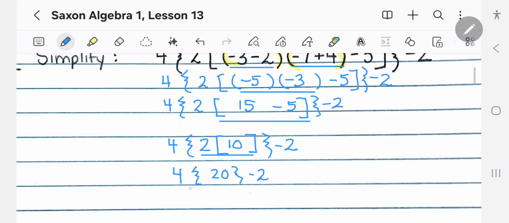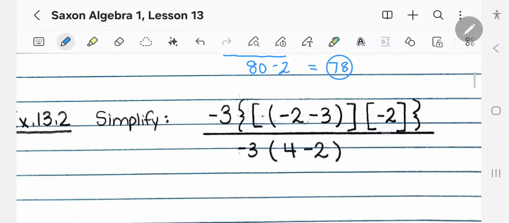Now I have an indicated multiplication here. So I'm going to multiply before I add this negative 2. And now I can do 80 minus 2, or adding a negative 2, and that's going to be 78.